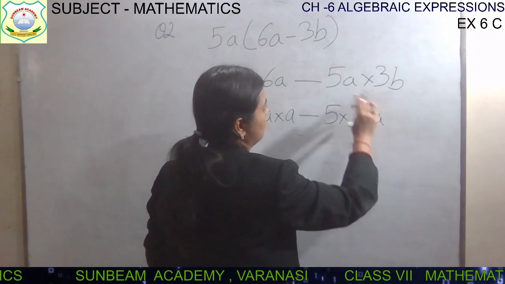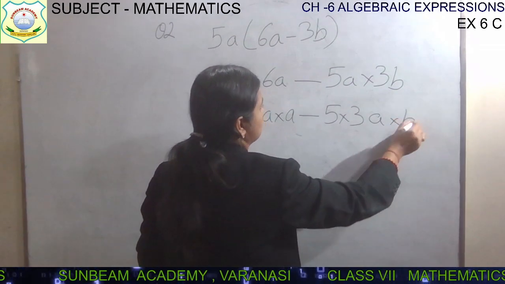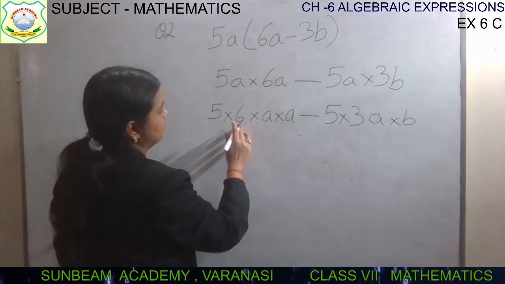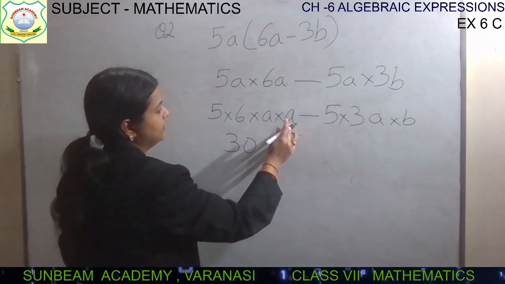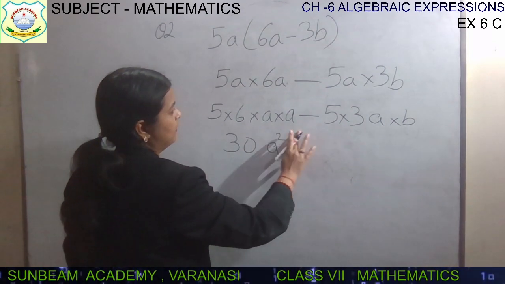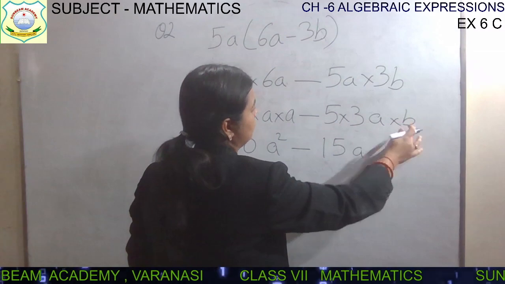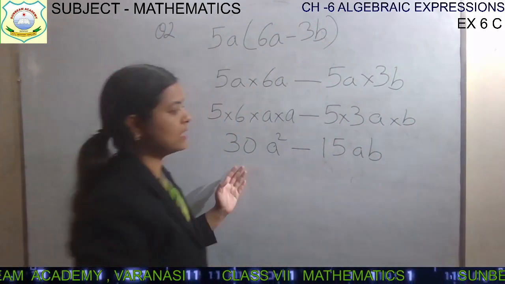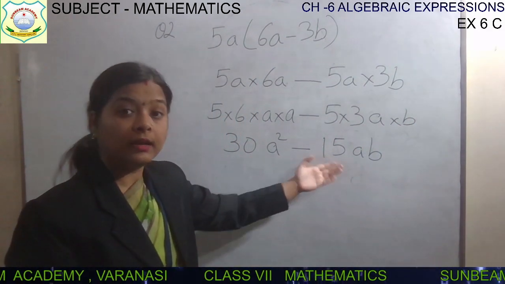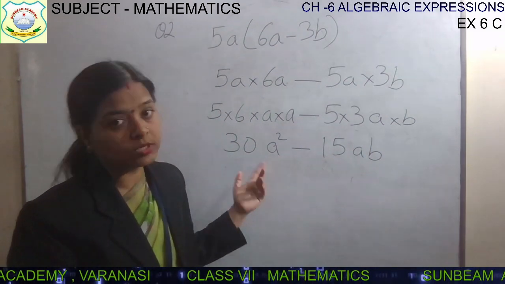A is alone, children. Now B is also alone. So 5 6s are 30. A into a square minus 5 3s are 15. A into B. Children, these are different, these are unlike terms, so we cannot add or subtract them.